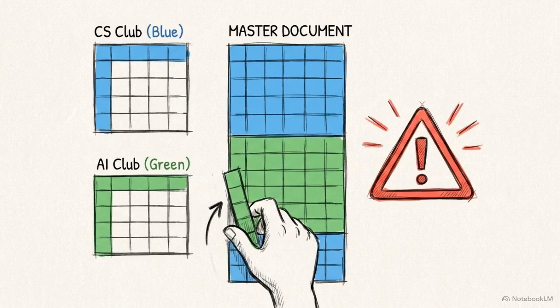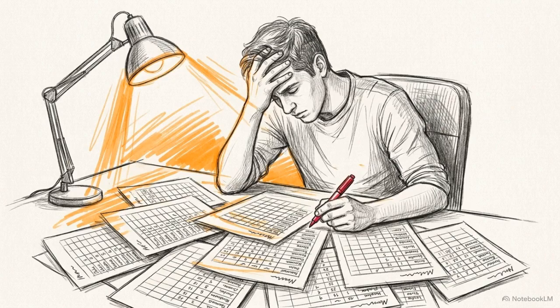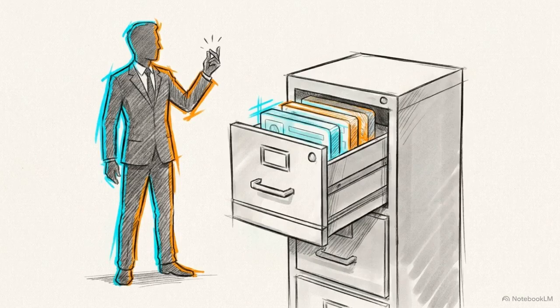If you just copy the AI list and paste it at the bottom of the computer science list, you run into a problem. Students who belong to both clubs are now on your list twice, meaning you'll accidentally send them two invitations. Managing that overlap manually, checking every name one by one, is slow and makes it easy to miss people. This is where a database system helps. Think of it as a smart filing assistant that can merge these lists for you instantly.